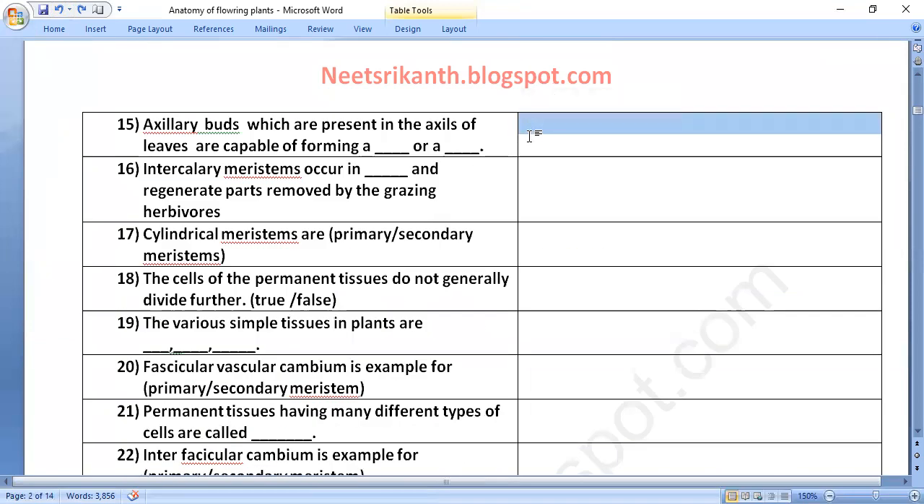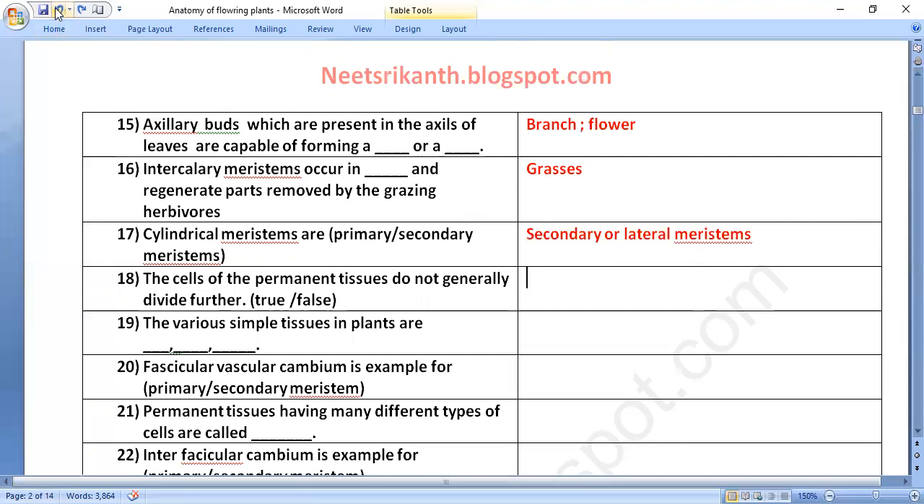Axillary buds, which are present in the axils of leaves, are capable of forming a branch or flower. Intercalary meristem occurs in grasses and regenerates parts removed by grazing herbivores. Cylindrical meristems are primary or secondary? Secondary or lateral meristems. The cells of the permanent tissues do not generally divide further.